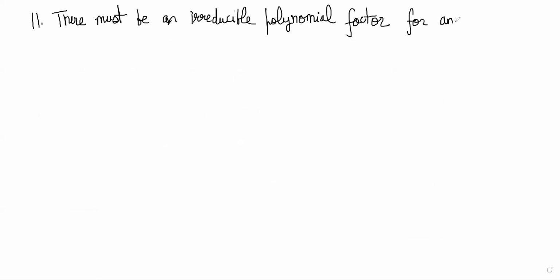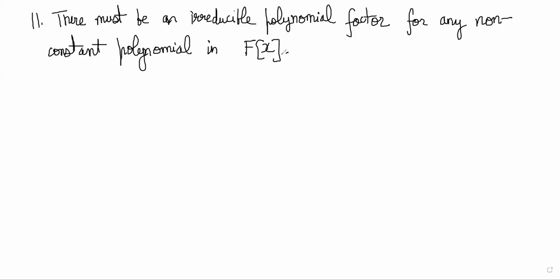There must be an irreducible polynomial factor for any non-constant polynomial in F of X. So basically, you can think of irreducible polynomials like the prime factors that we see in number theory. And we are saying that any non-constant polynomial must be written as a product of irreducible polynomials in the set, right?